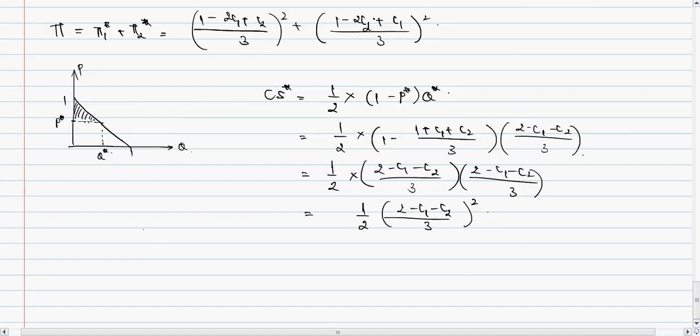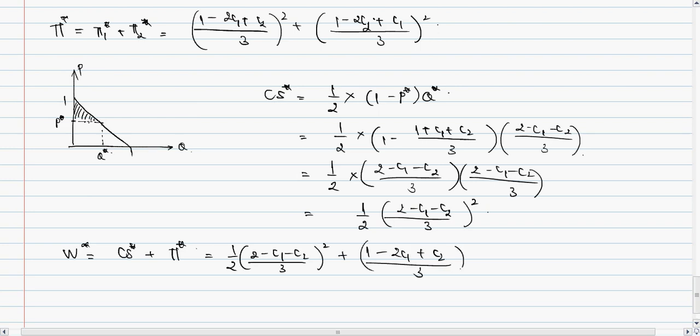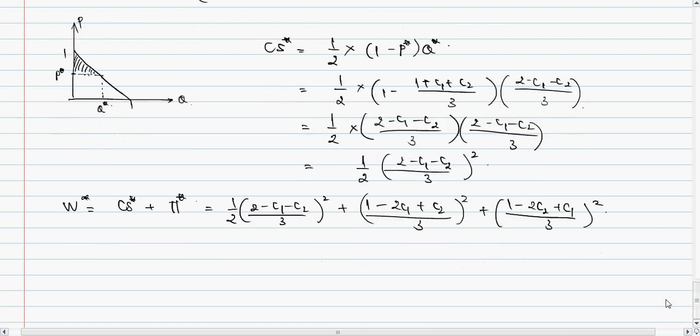And the total welfare. Now total welfare is equal to the consumer surplus plus the total profit in the industry. So knowing the consumer surplus, which is equal to half of ((2 - C1 - C2)/3) squared, and knowing the total profit in the industry, so I should have a star here, the total profit equals ((1 - 2C1 + C2)/3) squared plus ((1 - 2C2 + C1)/3) squared. So that will be the total welfare in the market. Okay, so we're done with part A.